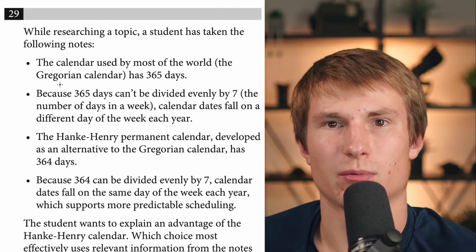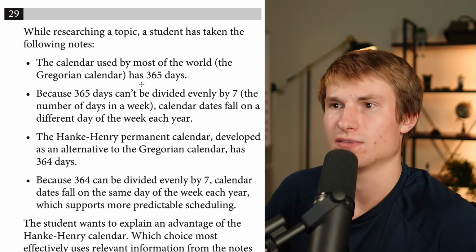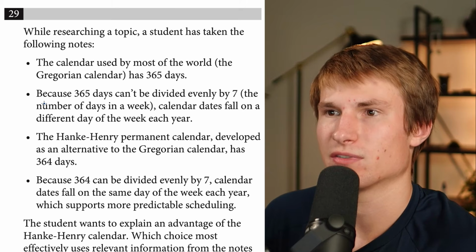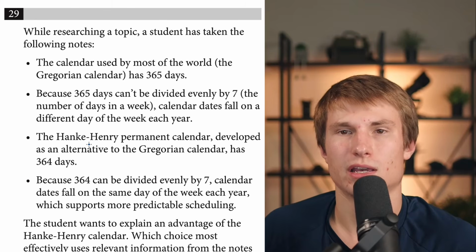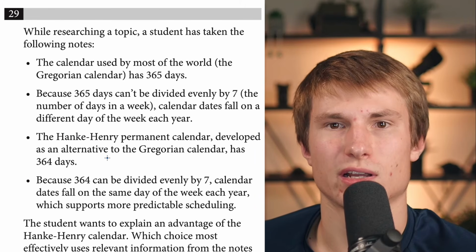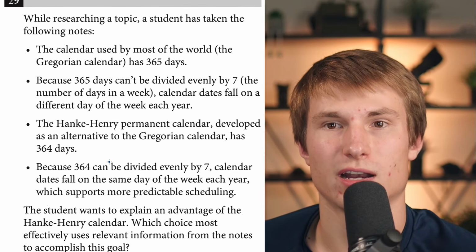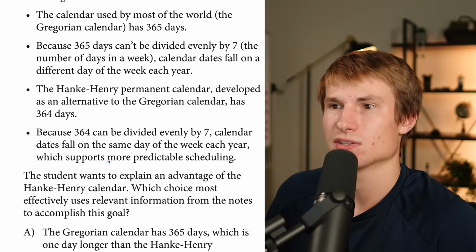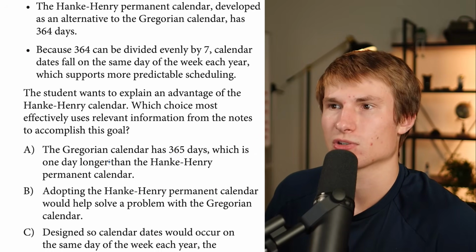The calendar used by most of the world, the Gregorian calendar, has 365 days. Because 365 days can't be divided evenly by 7, the number of days in a week, the calendar dates fall on a different day of the week each year. The Hank Henry Permanent Calendar, developed as an alternative to the Gregorian calendar, has 364 days. Because 364 can be divided evenly by 7, calendar dates fall on the same day of the week each year, which supports more predictable scheduling.